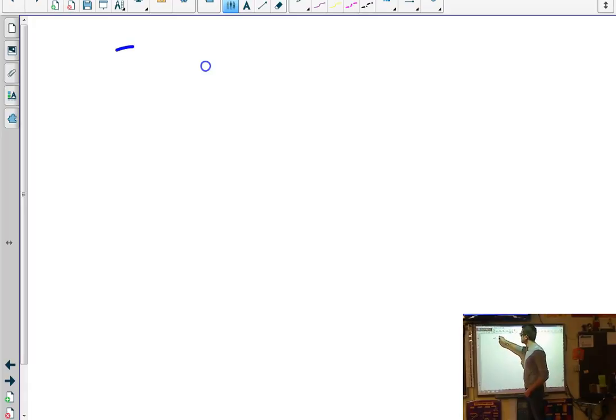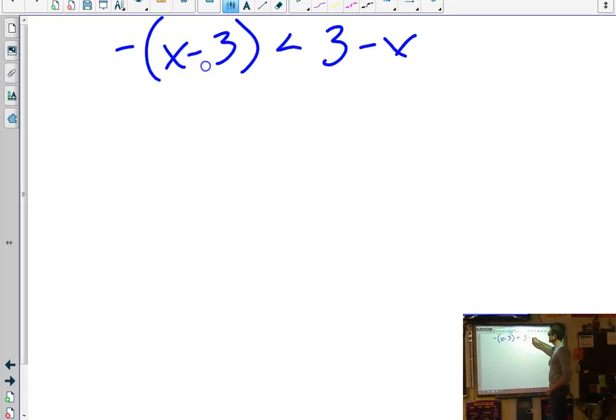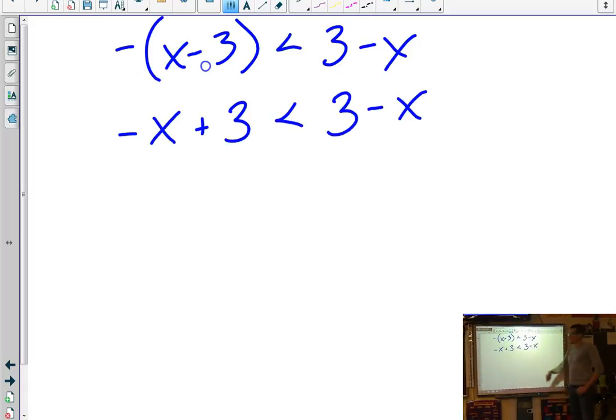Negative in parentheses x minus 3 is less than 3 minus x. So if you did last night's homework, you should recognize this. So the first thing we would do is the distributive property here, right? So we distribute the opposite to the x and the negative 3. So we get negative x and positive 3 is less than. Now what you should recognize here, you have the exact same thing on both sides. A negative x and a negative x. A positive 3 and a positive 3.